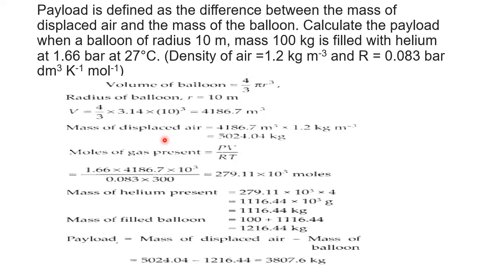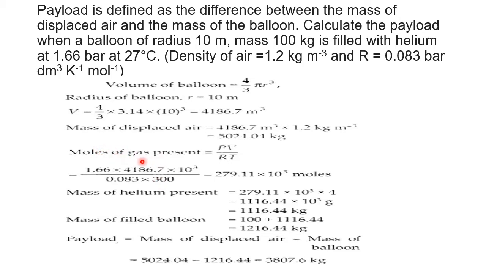Now this is the first part. To calculate the payload, we already know from the definition in the question itself that payload equal to mass of displaced air minus mass of the balloon. The mass of displaced air is known. What about the mass of the balloon? To calculate it, we go for the second part of the numerical, that is, we calculate using PV equal to nRT.